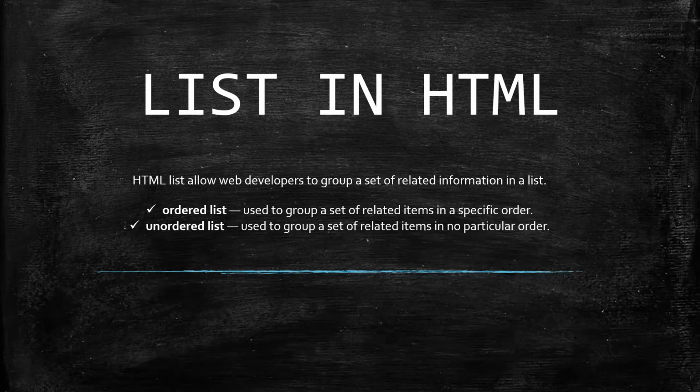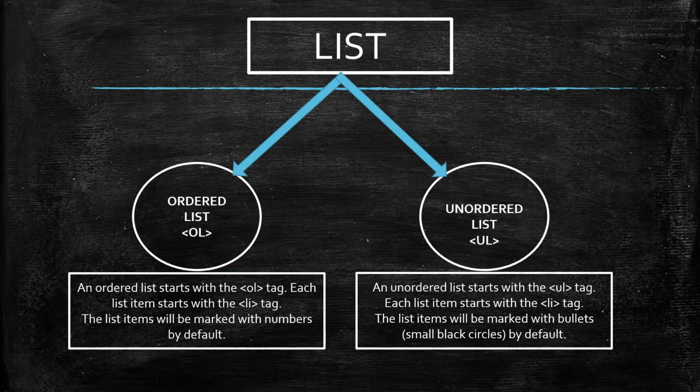Ordered list is used to group a set of related information in a specific order, whereas unordered list is used to group a set of related information in no particular order. Here you can see two types of list, ordered list and unordered list. Now the ordered list is denoted by the OL tag and unordered list is denoted by the UL tag.